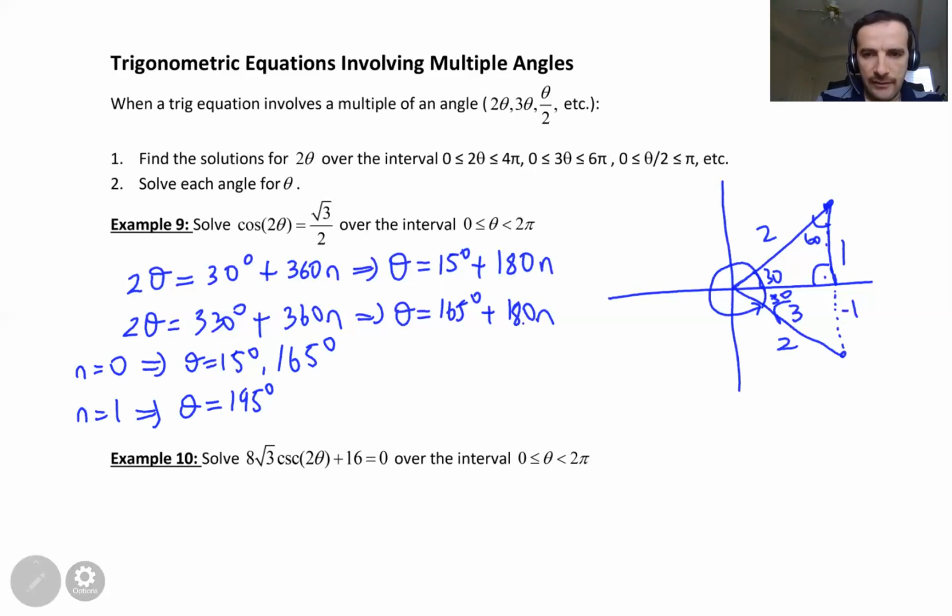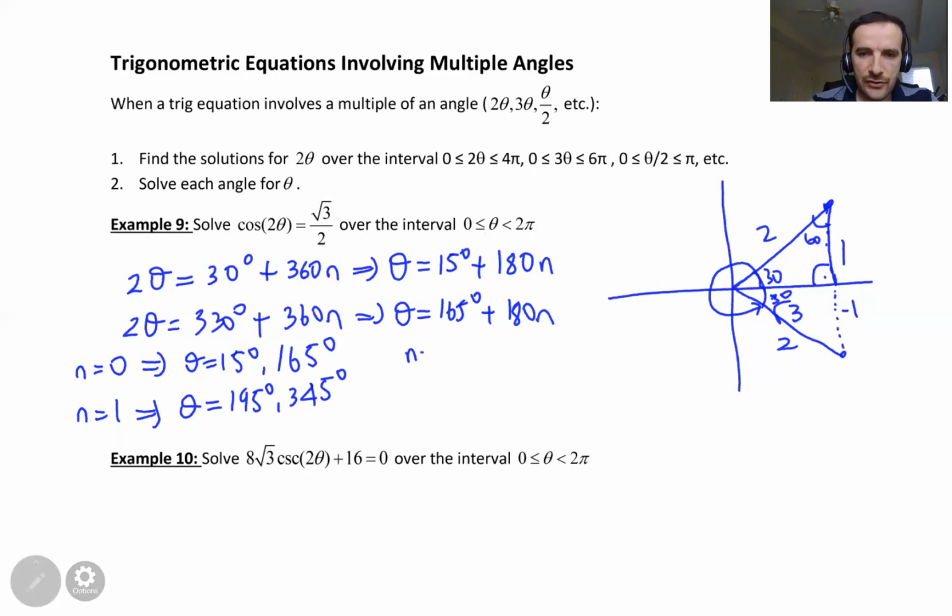What about the bottom one? For n equal to 1, I get 165 plus 180, which makes 345. Which is nice enough again because we are still falling into this interval, right?